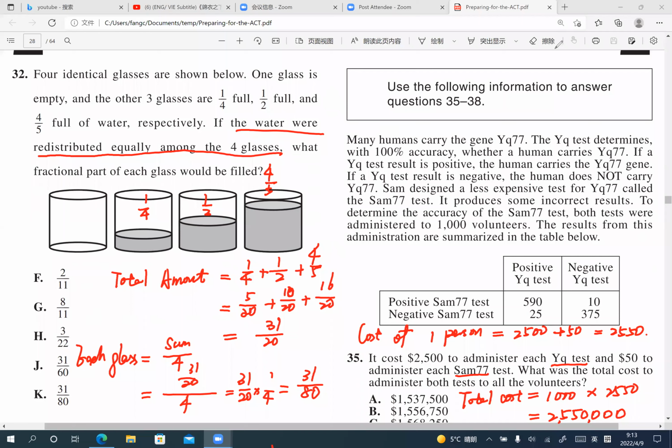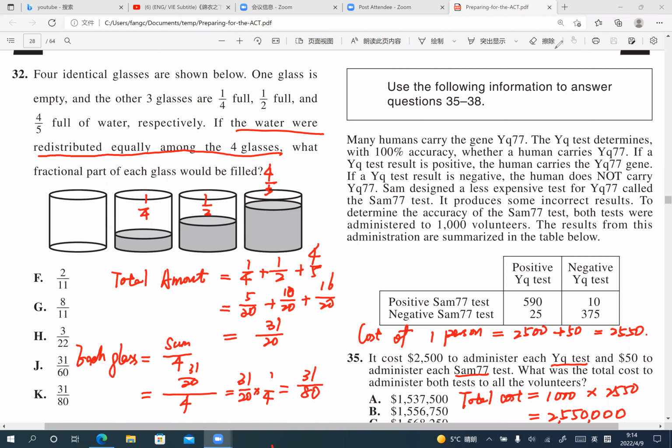Question 32. 4 identical glasses are shown below. One glass is empty, and the other 3 glasses are 1/4 full, 1/2 full, and 4/5 full of water, respectively. If the water were redistributed equally among 4 glasses, what fractional part of each glass would be filled?